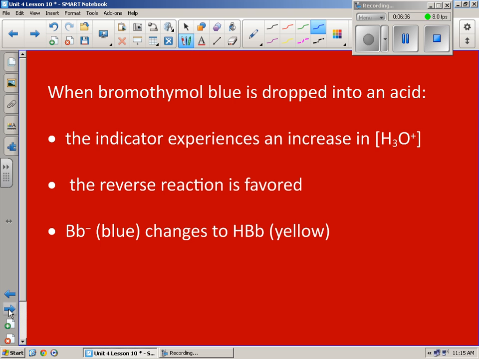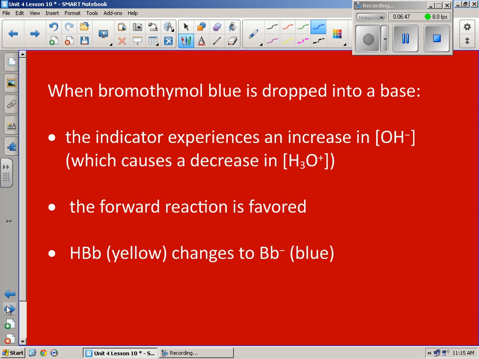So bromothymol blue is dropped into acid. I'm basically adding the acid to the indicator, really, is what's happening. It increases the H3O plus, reverse reaction is favored, it changes to a yellow color. That's what's happening with indicators.